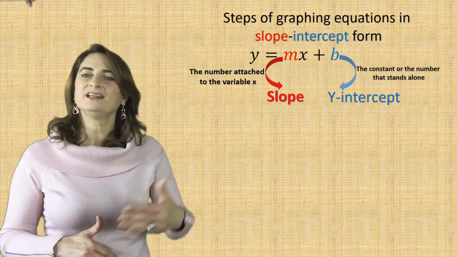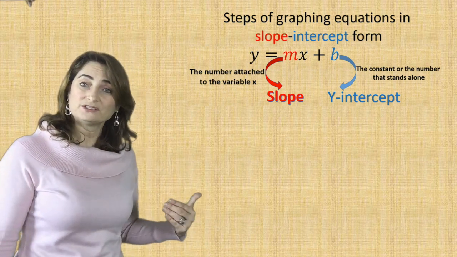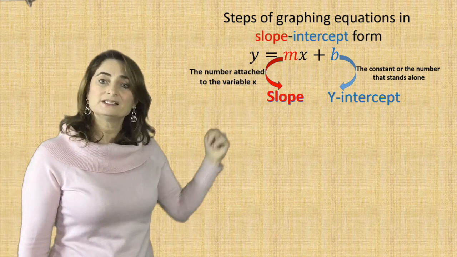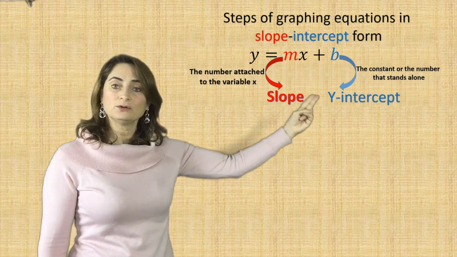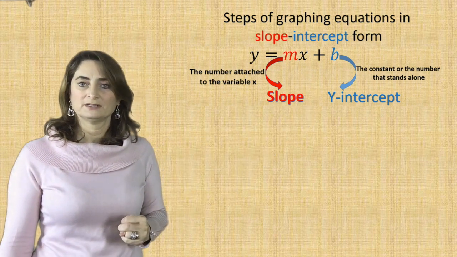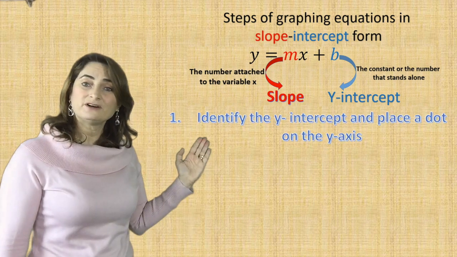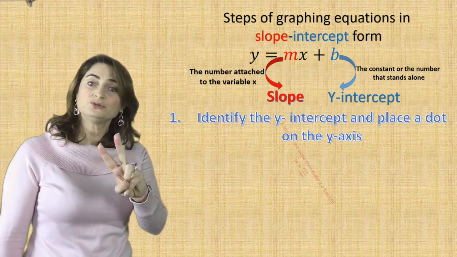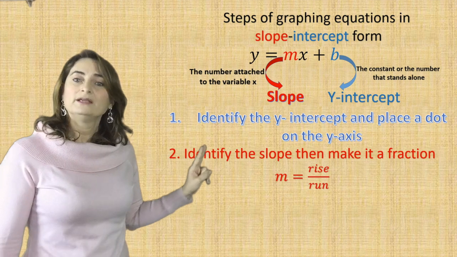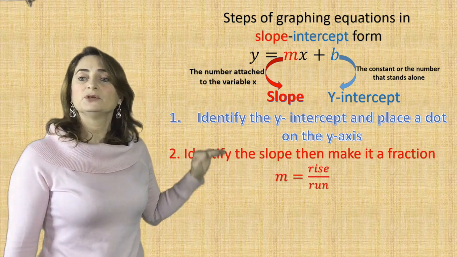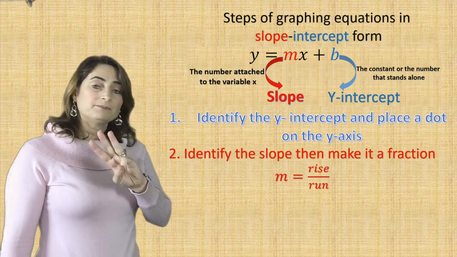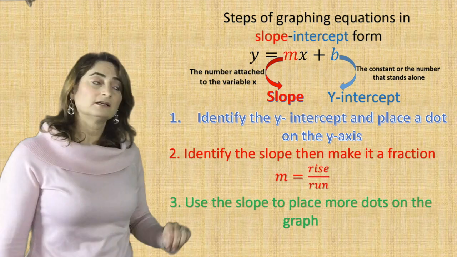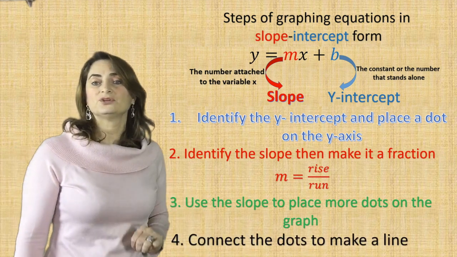For you to understand that, let's review how do we graph equations written in slope-intercept form. Remember, the number attached to the variable x is the slope, and the number that stands alone and not attached to anything is the y-intercept. So step number 1 is to identify the y-intercept and put a dot on the y-axis. Step number 2 is to identify the slope, and if it's not a fraction, make it a fraction because you need the rise over run. Step number 3, use the slope to draw more dots and then connect the dots to create the line.